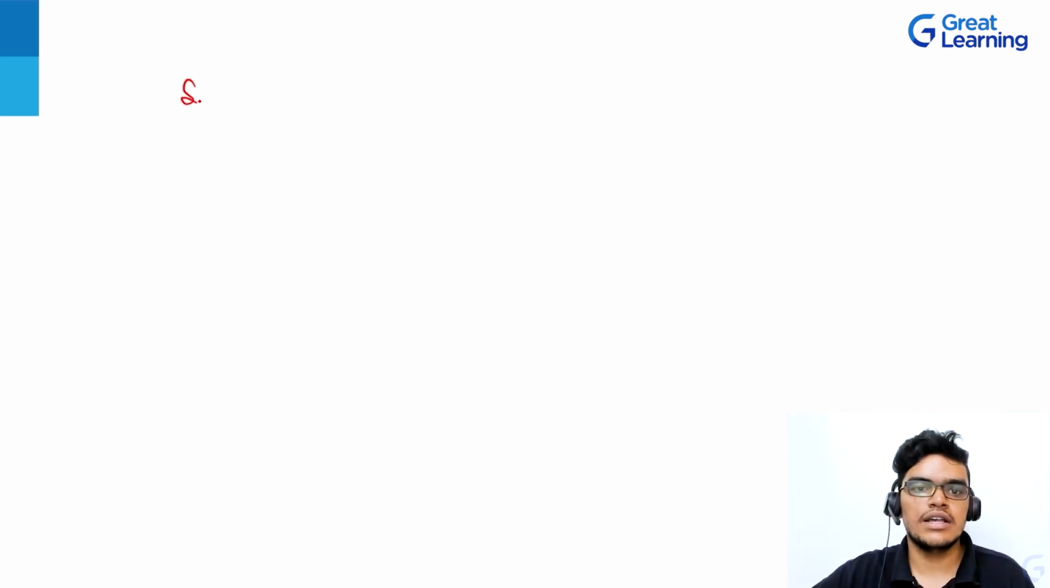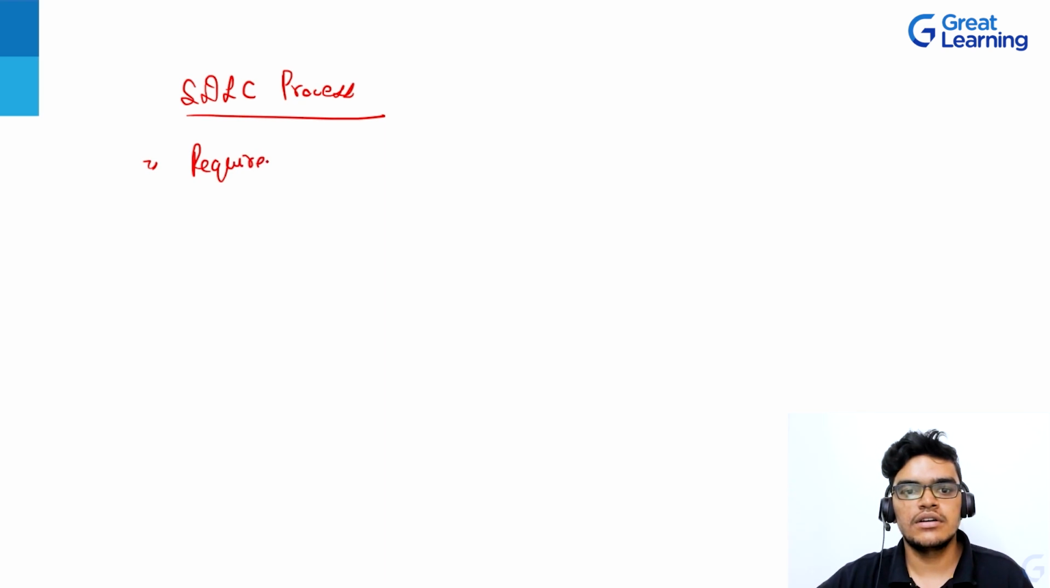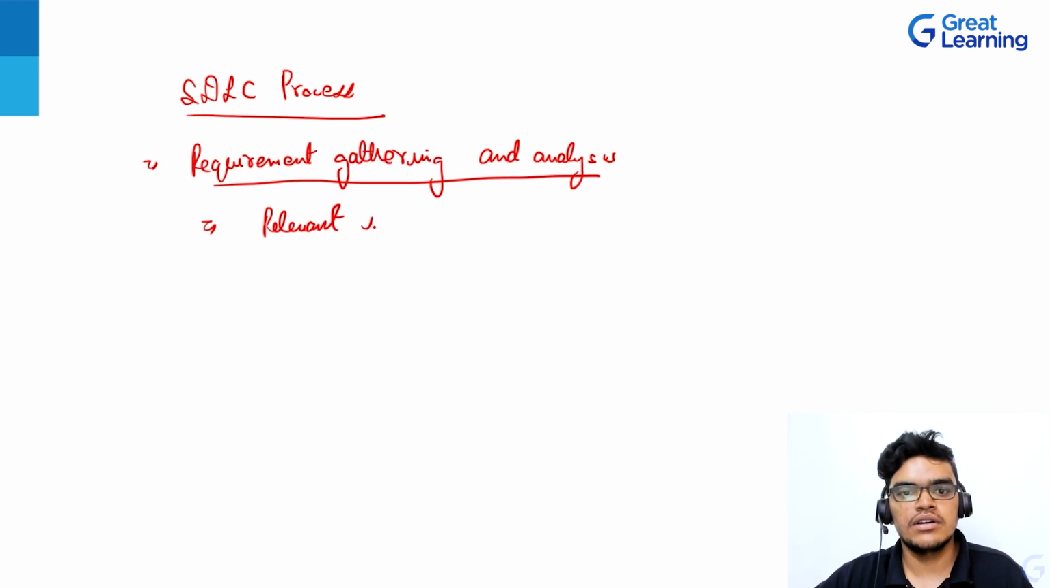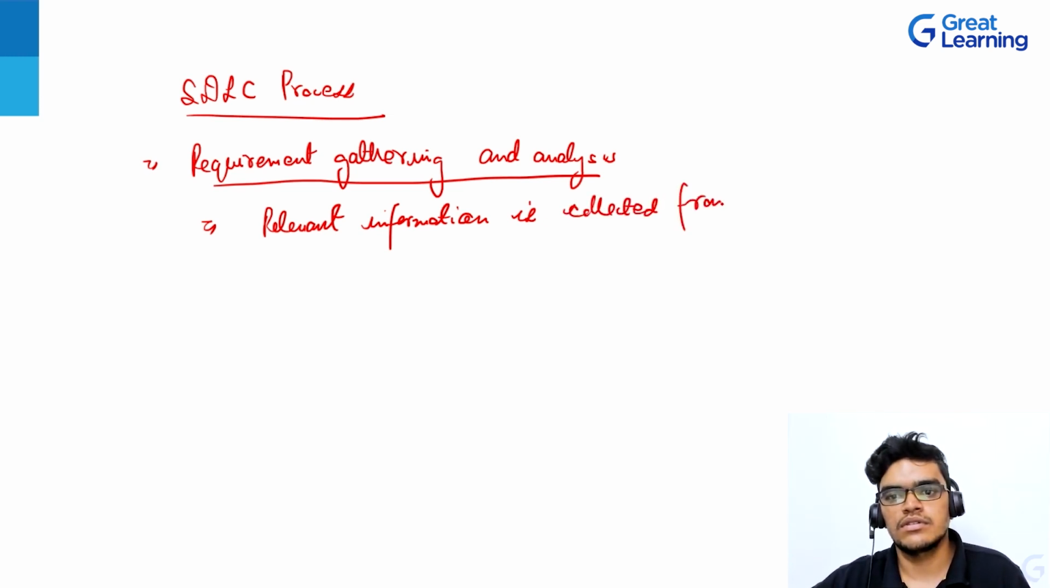So let me just write here SDLC process. The first phase that we are having here is requirement gathering and analysis. So what happens in this phase? In this phase, all the relevant information is collected from the customer to build a product according to the customer's expectation. So the relevant information is gathered first here, right? Or you can say it is collected from the customer.